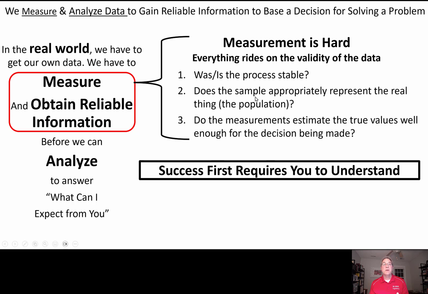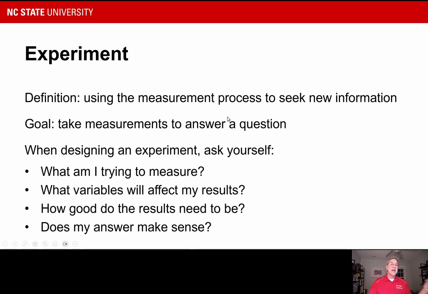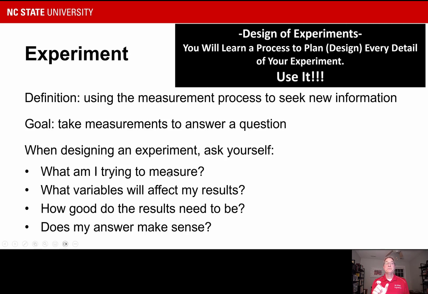And like I said, it's hard. You're going to have to be able to answer these questions. And success at doing this in the real world first requires you to understand two things. First, you need to understand that obtaining information from the real world, measuring, is always an experiment, and it must be carefully planned and executed. And you've heard about experiments. In Nathan's lecture, he told you an experiment is using the measurement process to seek new information. He's got goals down there. So you're going to learn a process to plan, design every detail of your experiment. Use it. It is critical.